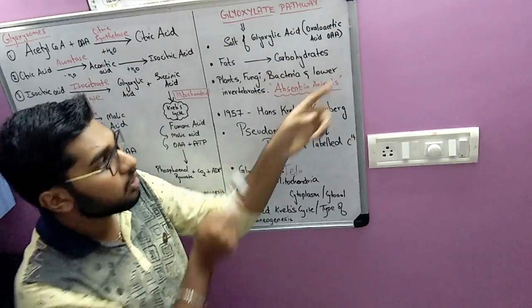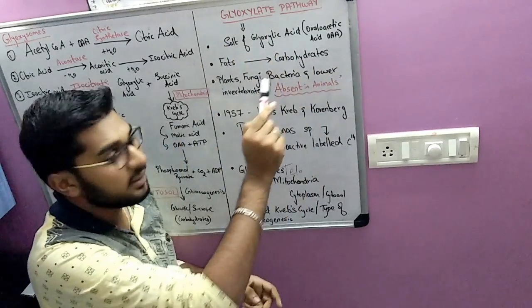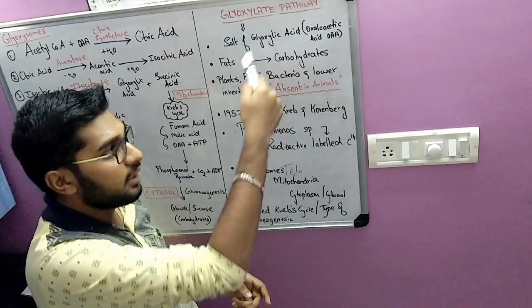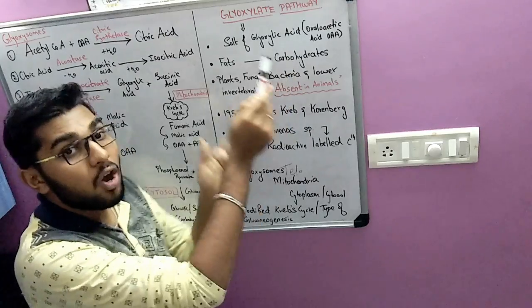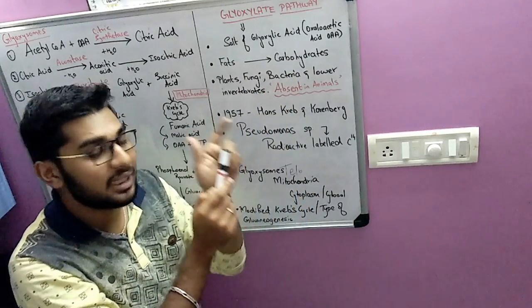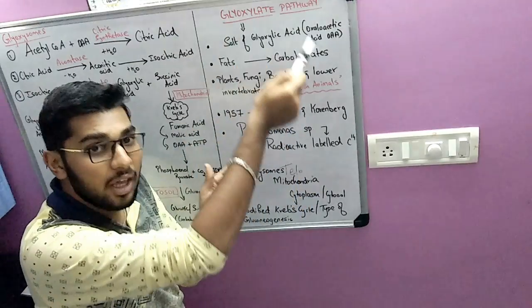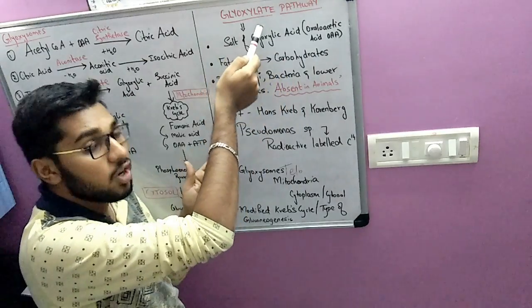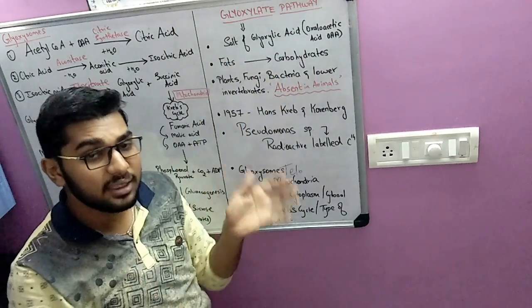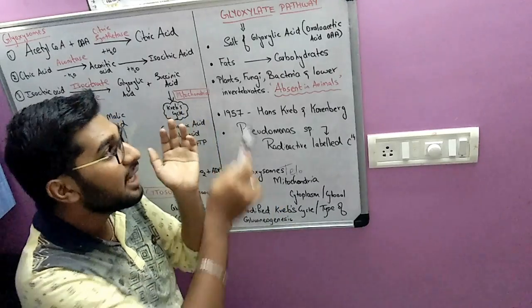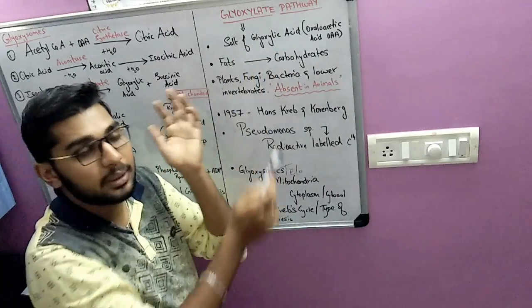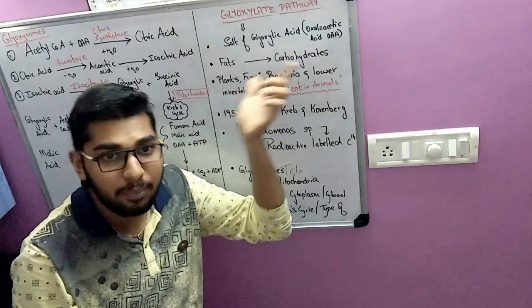Glyoxylic acid is also called oxaloacetic acid, which is written as OAA. In the entire video, it will be shown as OAA. So glyoxylic acid or oxaloacetic acid, both are the same. The salt of this acid is called glyoxylate, and glyoxylate is a major compound which is broken down or synthesized in this entire pathway. Hence the name of this pathway is the glyoxylate pathway.